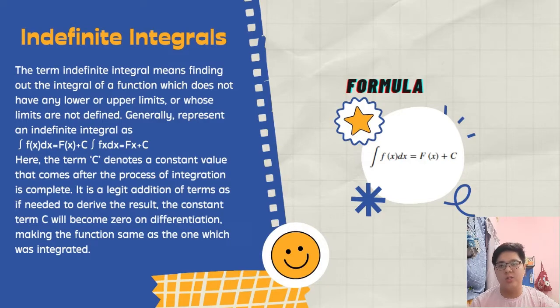This is a legit addition of term, as if needed to derive the result, the constant term c will become 0 on differentiation, making the function same as the one which was integrated. So we got the formula on the right side. This is integrate f(x) dx equals F(x) plus c.